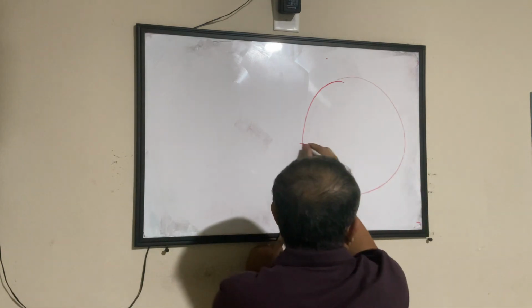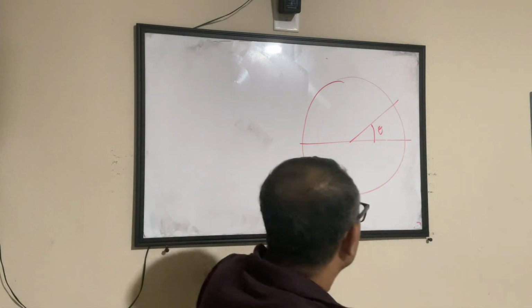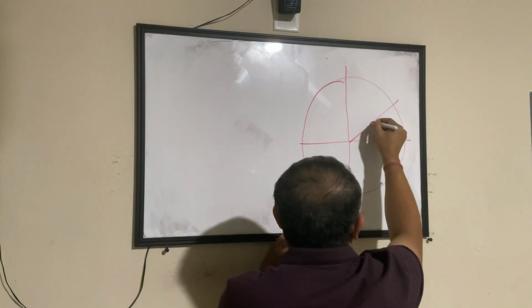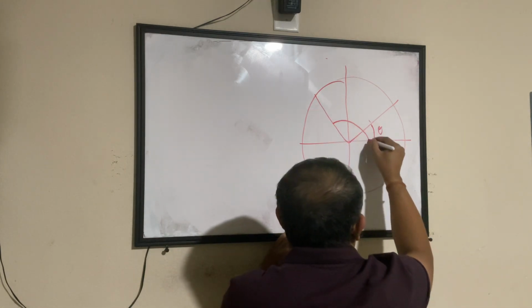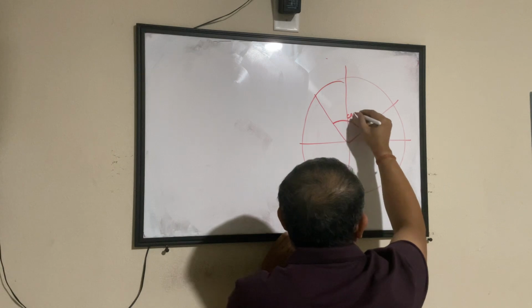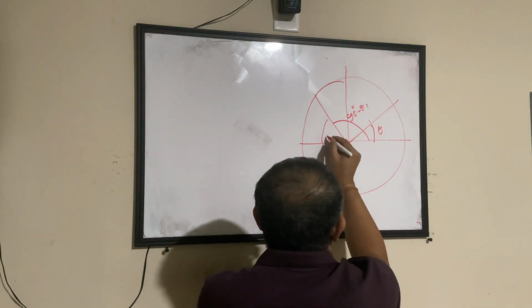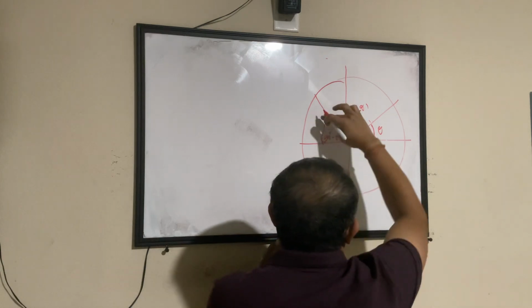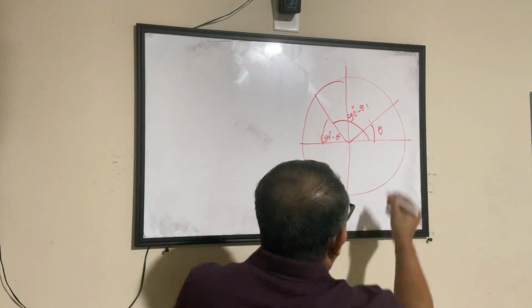This is your unit circle, this is your theta. What doesn't change is theta, okay? If you move this by 90 degrees, the total angle is 90 degrees plus theta. And if you look at this angle, this is 90 degrees minus theta. That is how this angle plus this angle makes it 180 degrees.